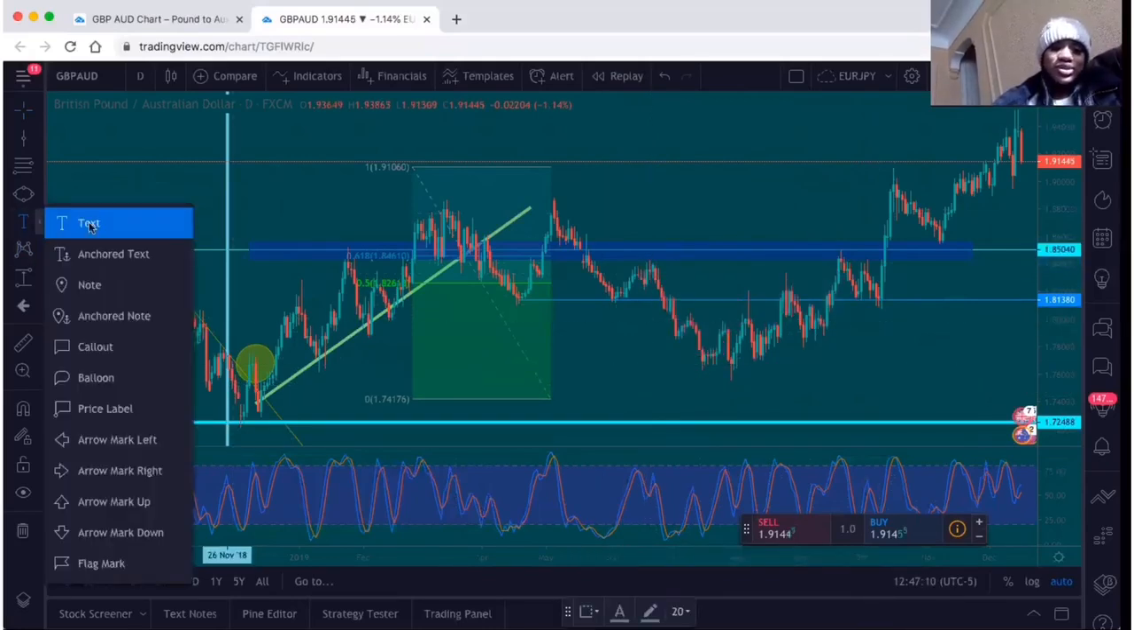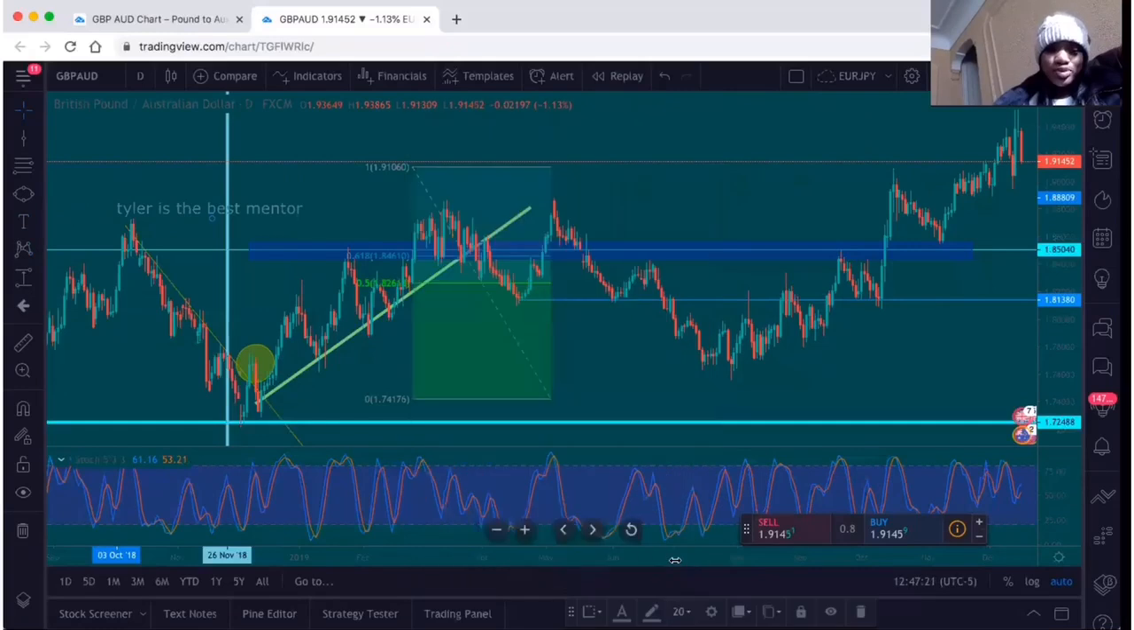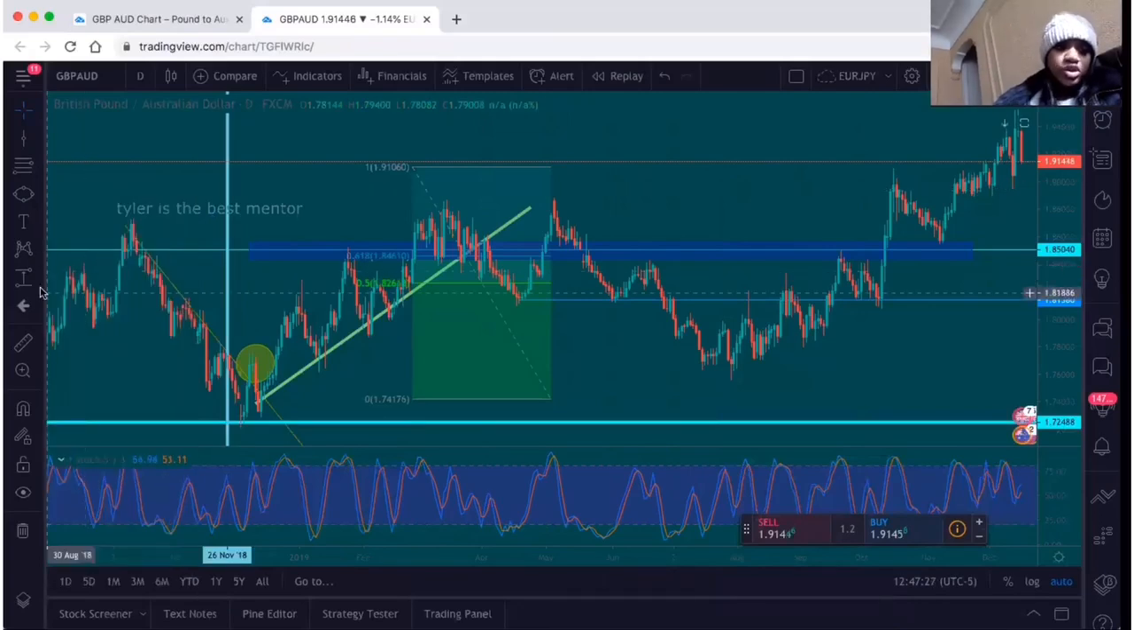Texting tools. So boom, Tyler is the best mentor. I don't use the rest of these. I do use arrows and stuff, but that's kind of self-explanatory.